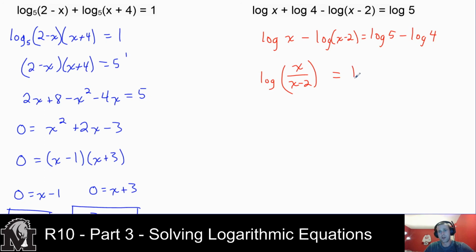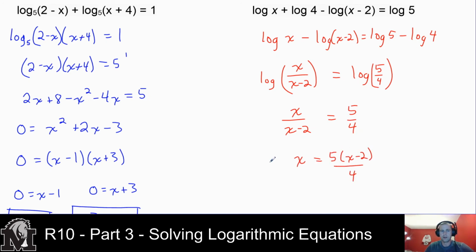On the other side, oh, we have subtraction again. So log of 5 over 4. Now if I put this in exponential form, or I think that I just have one logarithm on the left and one logarithm on the right, if the bases of the logs are the same, then the arguments must be the same. So x over x minus 2 is going to equal 5 over 4. So to make this a little simpler, I'm going to multiply this denominator to the other side. So x equals 5 times (x minus 2) over 4.